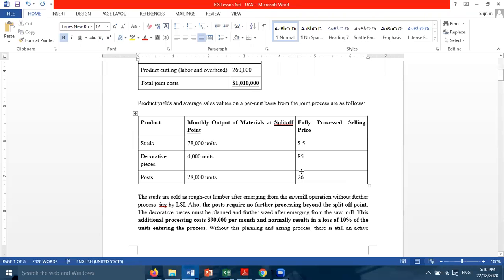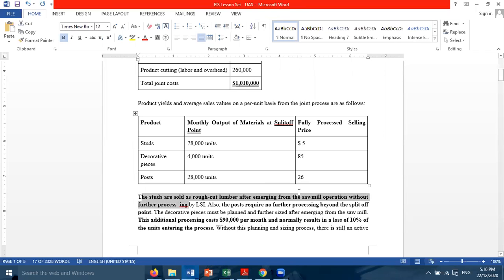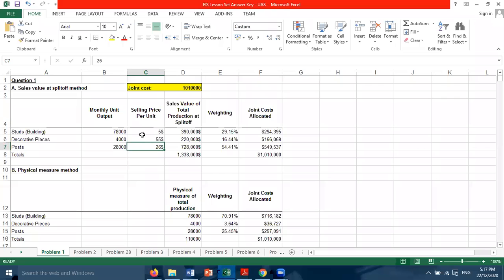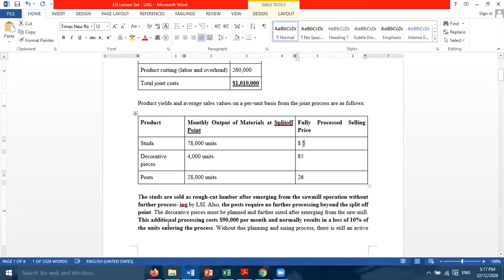Now, how about for studs? Since studs are sold as rough after emerging from the sawmill operation without further processing as well, we treat it the same as those posts before, where since it does not go to further processing, we know that the fully processed selling price equals its selling price at the split off point, which is why we also input $5.